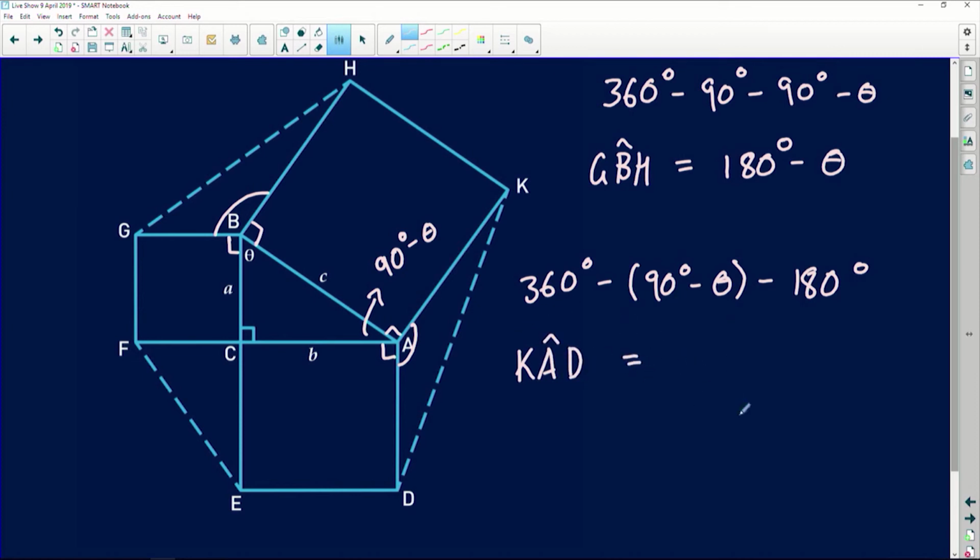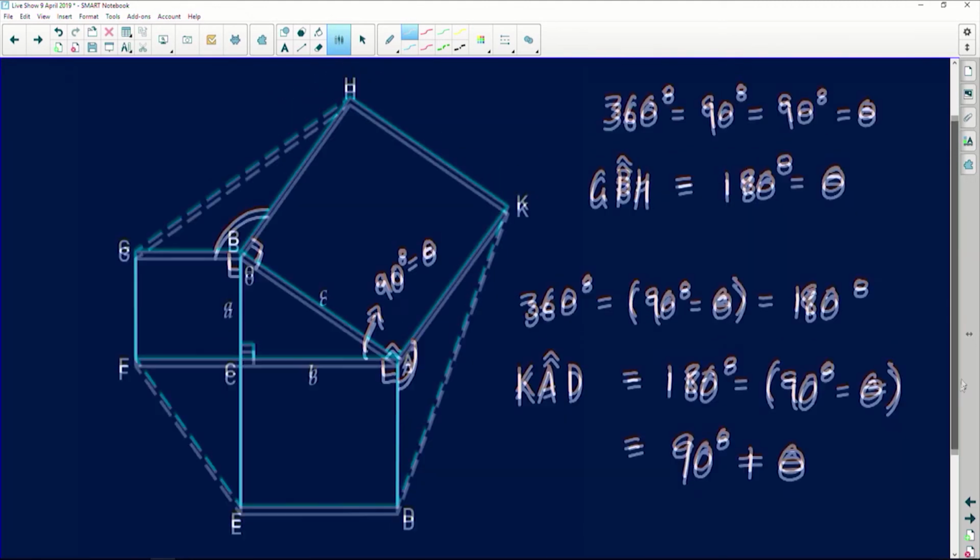equal to 360 degrees minus 180, that's 180 degrees, minus, in brackets, 90 degrees minus theta. So if we simplify this a bit more, we're left with 180 minus 90 is 90 degrees, and a negative multiplied by a negative is going to be positive, which is going to be 90 plus theta.